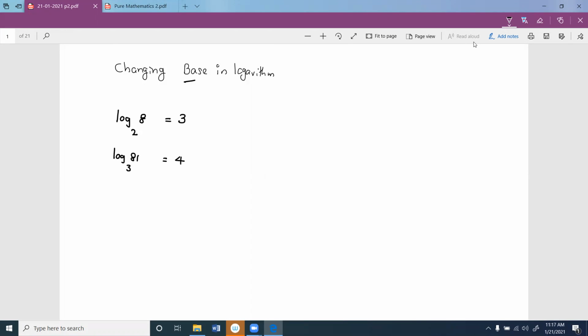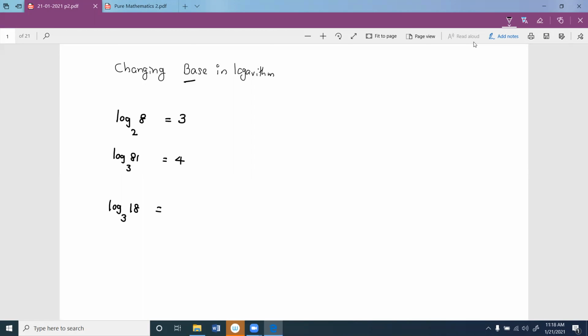But if you get log base 3 of 18, we know that 18 is a multiple of 3, but it's not an integer power of 3. Therefore, we need to use an alternative method.